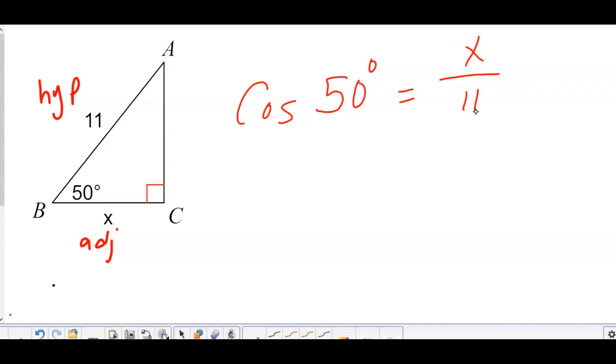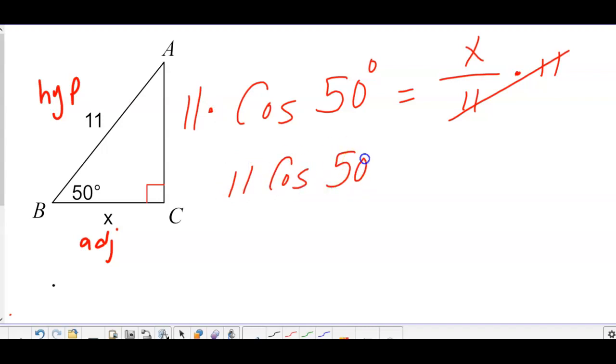Okay, this cosine of 50 right here, this is just a number. If you punch this in your calculator, you're going to get a decimal value out of it. So you're just going to solve this getting x by itself. So you want to multiply both sides by 11 in order to clear out that denominator. So what we have is 11 cosine of 50 equals x. And then all you have to do is punch that in your calculator.